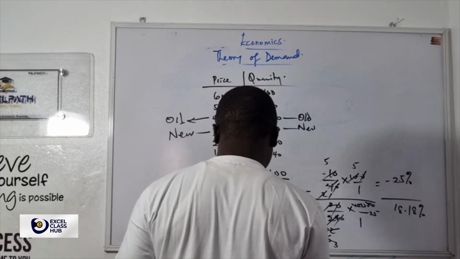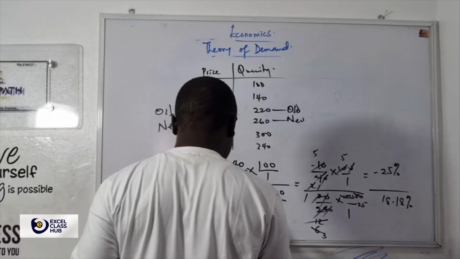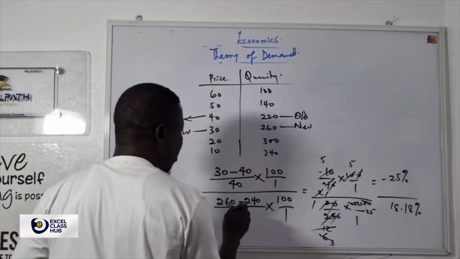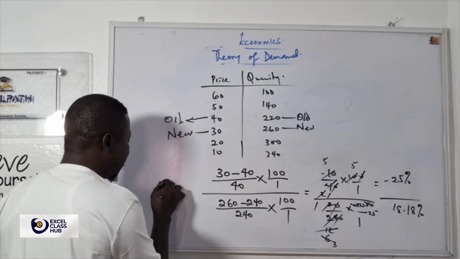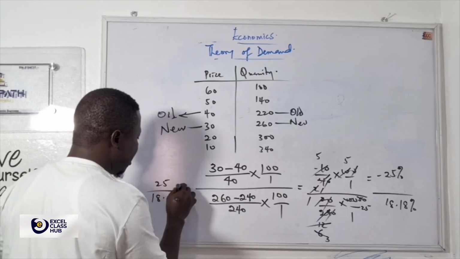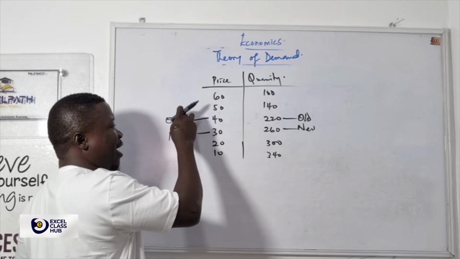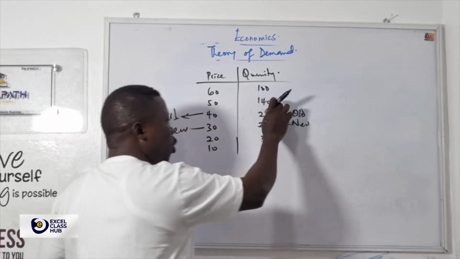What we are asked to calculate is what? Price elasticity of demand. The elasticity of demand will give us minus 25 over 18.18. Look at the calculation. Now, from the question, this is our old price, our new price, old quantity and our new quantity.